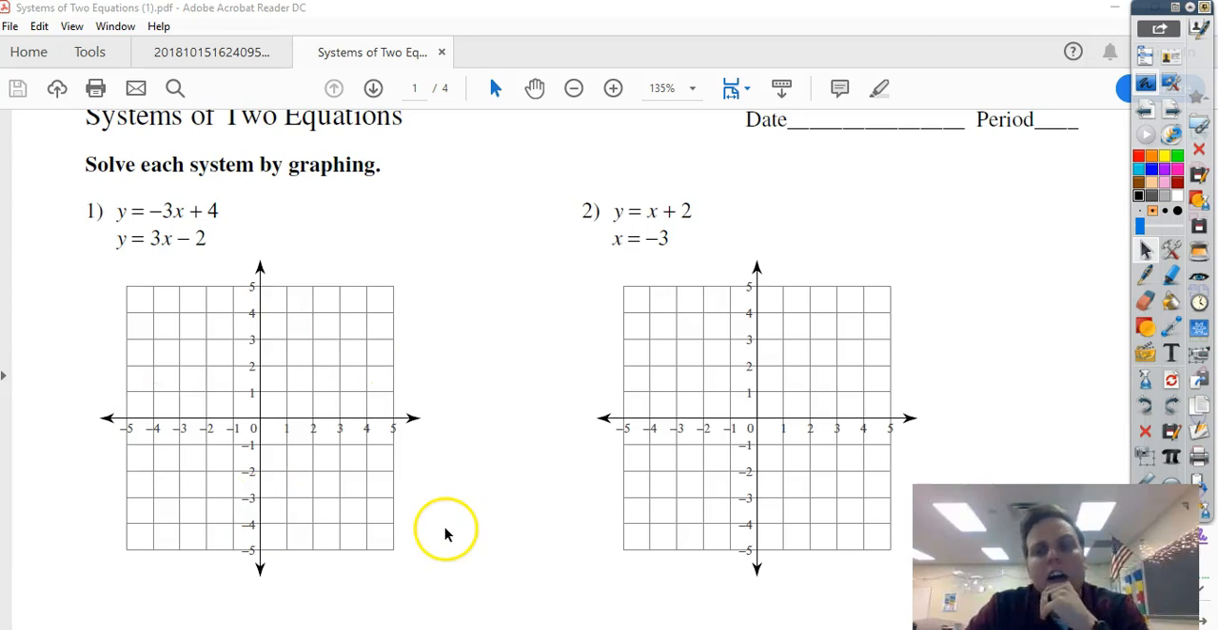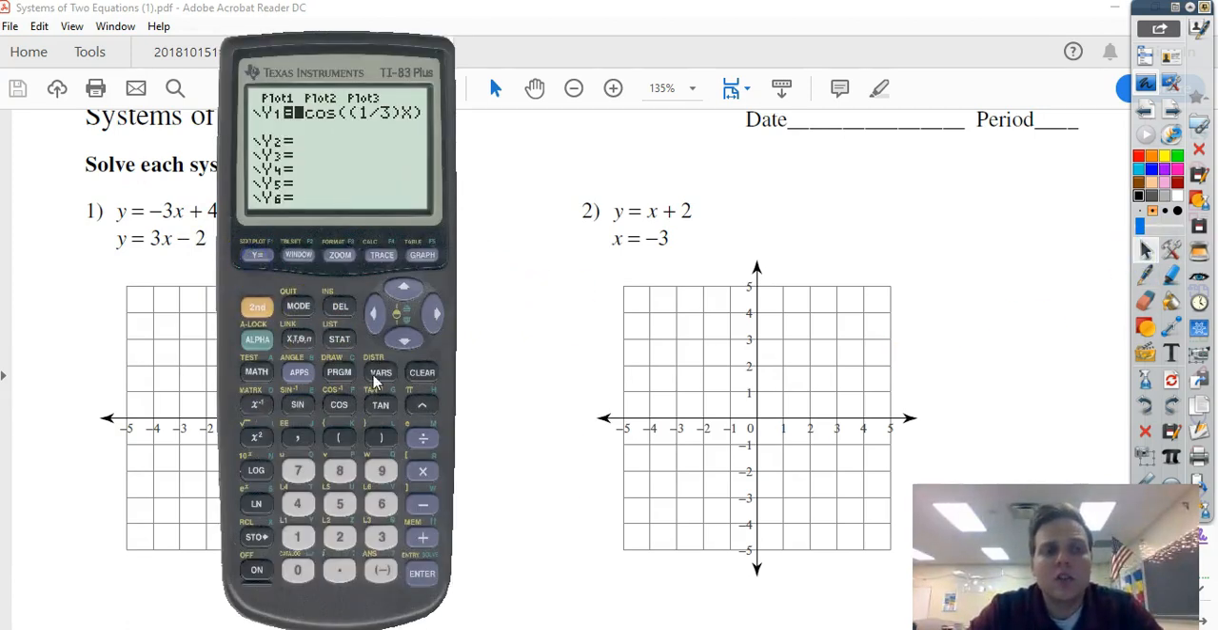I could show you how to graph, but I really want you to realize that the calculator will do all the hard thinking for you if you can do the hard thinking of getting it into y equals. These two are already in y equals, so there's no hard thinking here. You turn on the calculator, click clear, and type in each one individually: negative 3x plus 4, and then 3x minus 2.